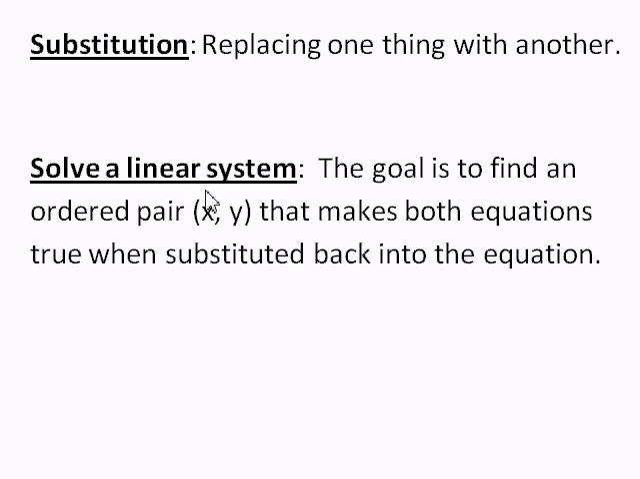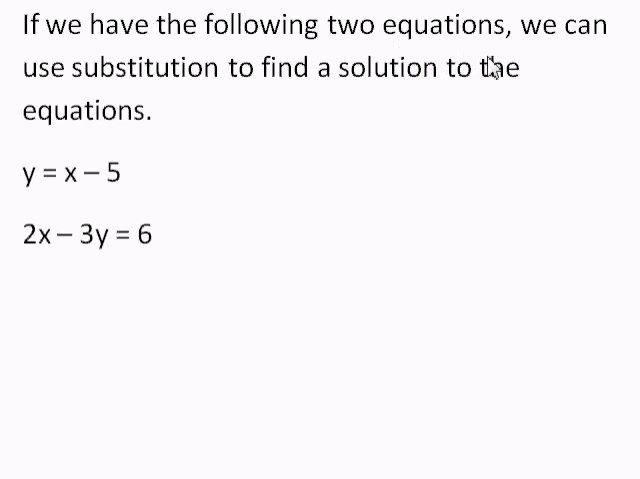And to solve a linear system, the goal is to find an ordered pair, x, y, that makes both equations true when we substitute the x and the y back into the equation. So if we have the following two equations, we can use substitution to find a solution to the equations. Our equations are y equals x minus 5 and 2x minus 3y equals 6. So we know that y has to be equal to x minus 5 for both equations. We also know that 2 times x minus 3 times y is equal to 6.